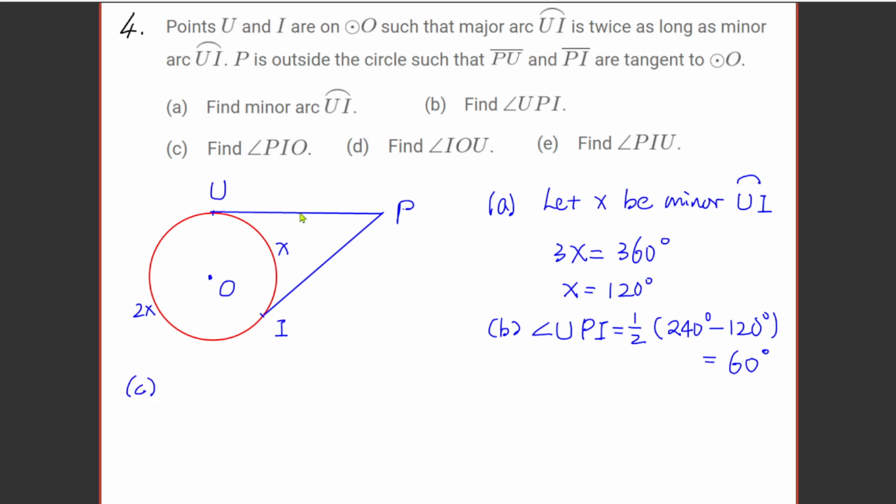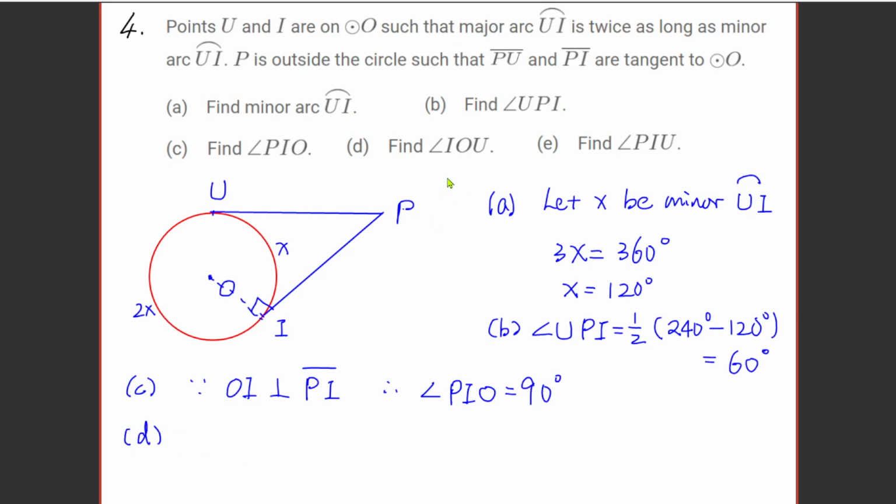For question C, find angle PIO. Okay, the segment IO is a radius, right? And PI is a tangent to that circle. So that means this angle here must be 90 degrees, right? So we could say because IO is perpendicular to segment PI, then we know angle PIO equals 90 degrees.